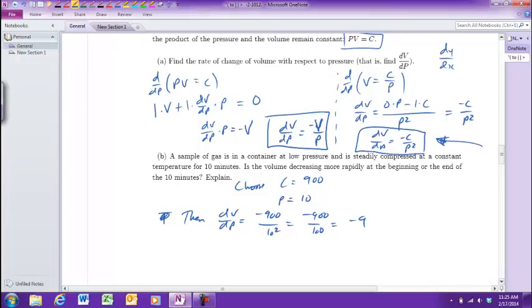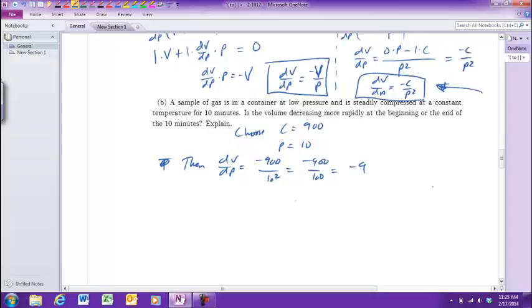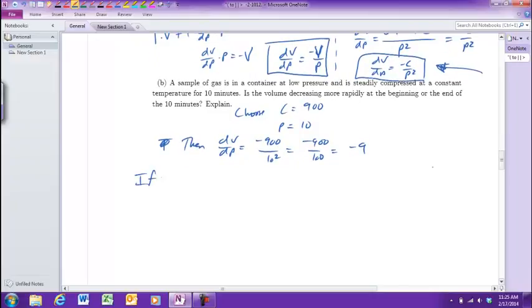And the question is, what happens as I increase the pressure? So if P increases, say, to, I don't know, 20, or no, let's do P equals 30. That'll give me a nice number.